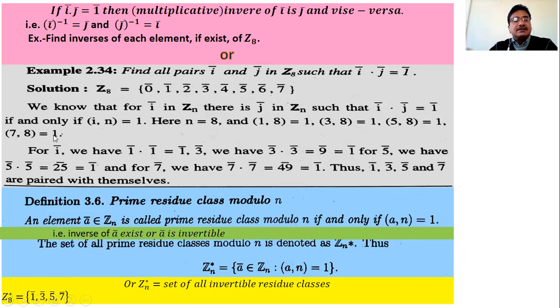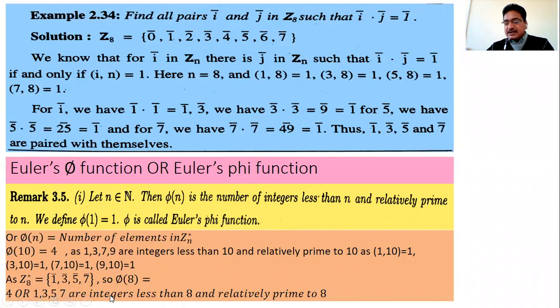So for instance, what is Z8 star? Z8 contains these 8 elements. But what is Z8 star? Z8 star is 1 bar, 3 bar, 5 bar, and 7 bar, because these 4 elements have multiplicative inverses. And so Z8 star contains 4 elements. In this fashion, if you write Z6 star, what is Z6 star?